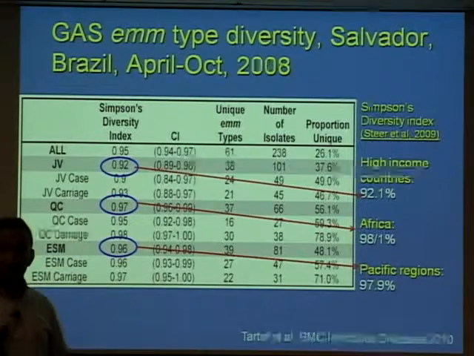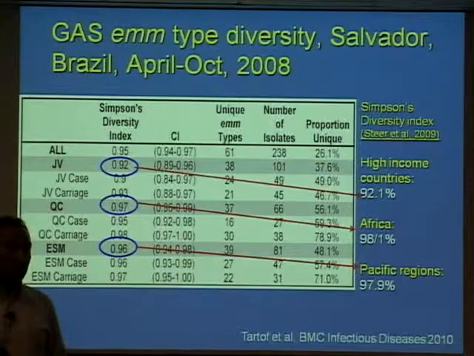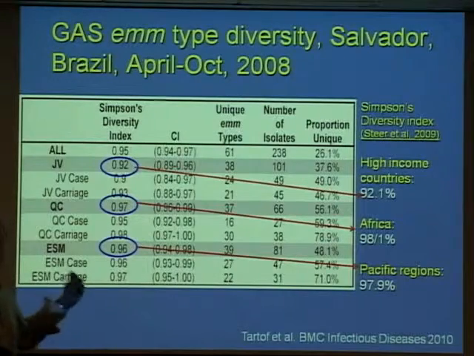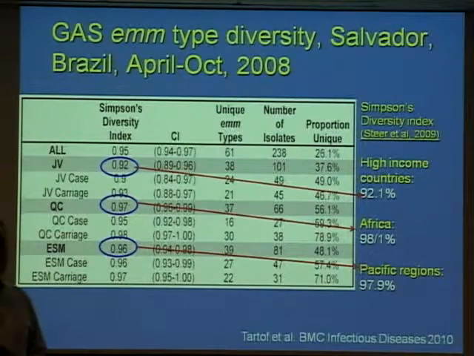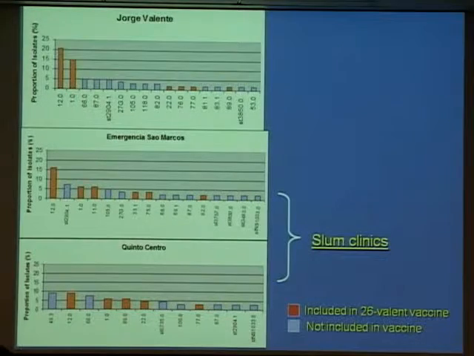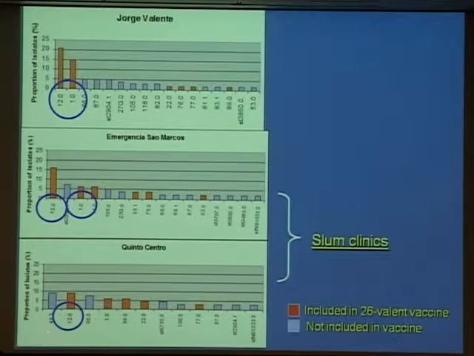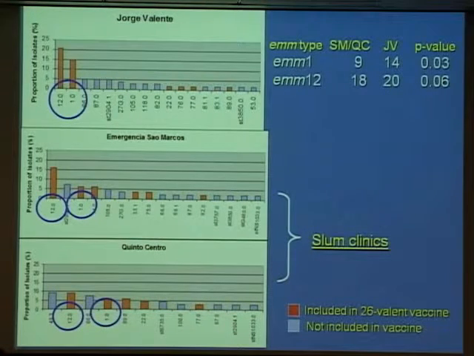This is very surprising because I've been talking about disparity of income, socioeconomic status, structure of housing. But the disparity exists even at the biology level. Okay? And again, this is something that's revealed by molecular epidemiology studies. So you see these EMM12 and EMM1, just like in high-income countries. And here, EMM12 is here, but EMM1 is way down here. And then here, EMM12 is here, EMM1 is here. So the difference in the occurrence of EMM1 between the private clinics and slum clinics is quite significant.